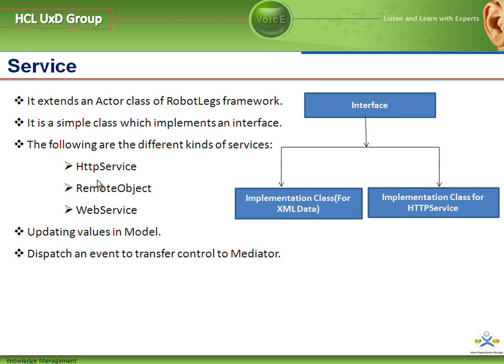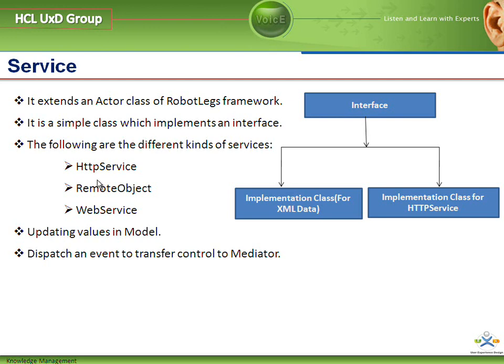A service will provide different kinds of services like HTTP service, remote object and web service. And a service is responsible to call a Java or .NET service, and once data is coming to Flex, this data will be updated in the model. If you don't want to use any model in your application, then we can directly dispatch an event from the service and transfer the control to a mediator also.